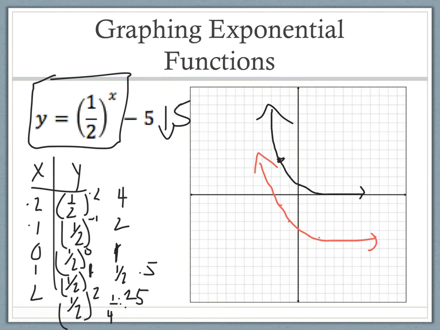Now, if we look at this, this b value was less than 1, because 1/2 is less than 1. So if you notice, my graph is going downhill, or we like to call this a decay graph.